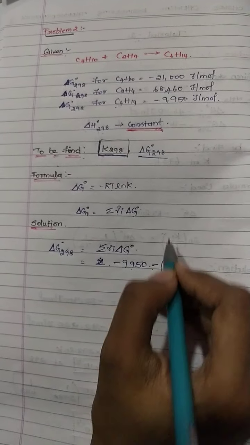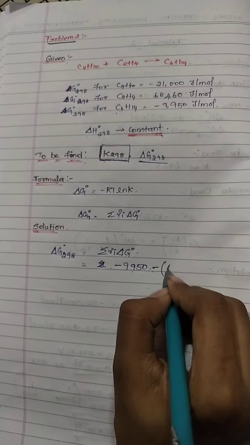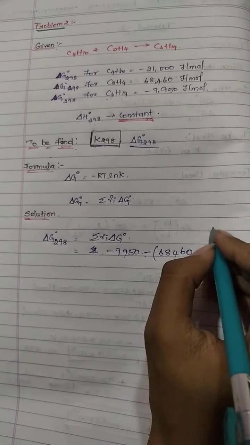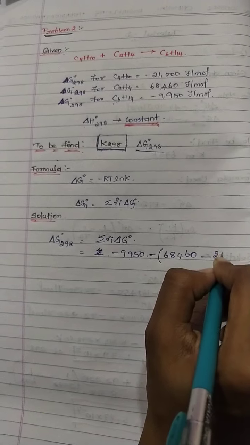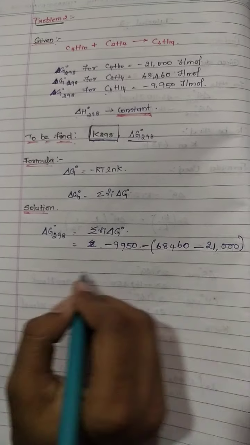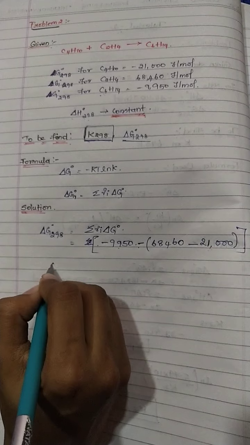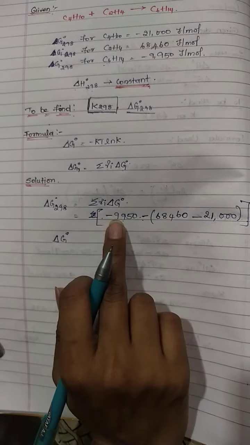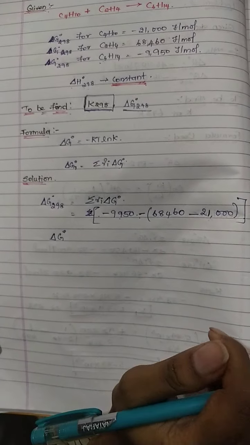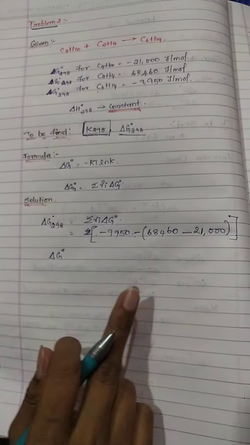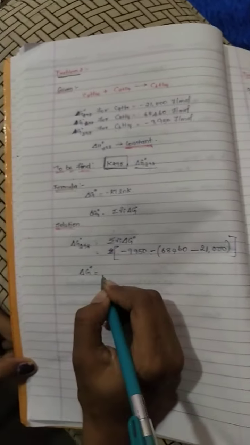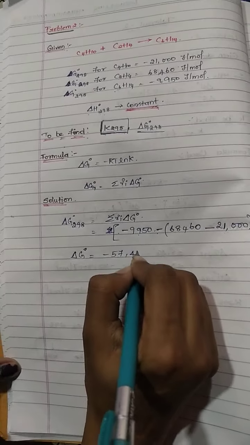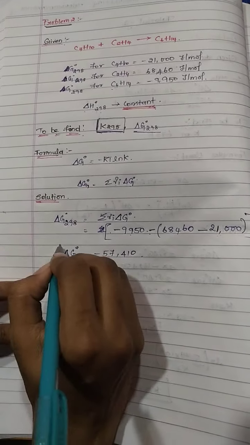So product minus my reactant will be 68460 minus 21,000. Okay, this is my expression. So it is product minus reactant. If you have a coefficient, that coefficient also has to be multiplied with each and every term. In this reaction there is no coefficient, that's why I didn't multiply with any term. So my del G naught will be equal to minus 57,410. So this is my answer.